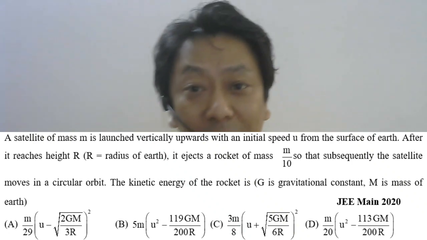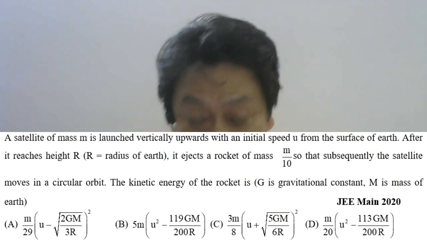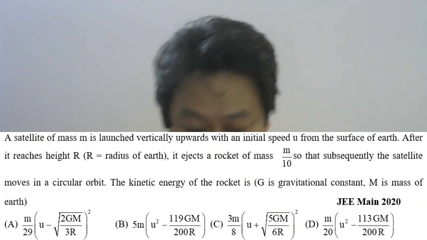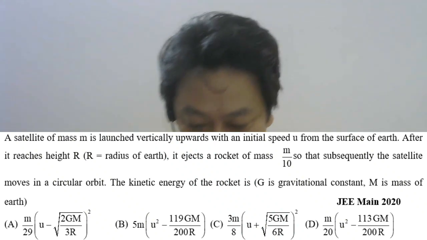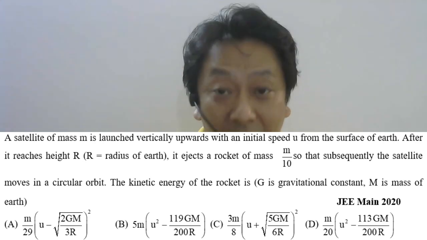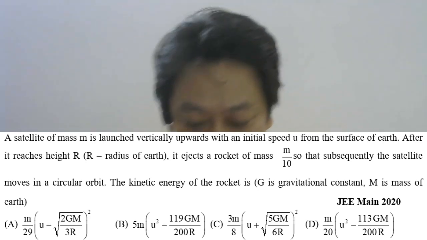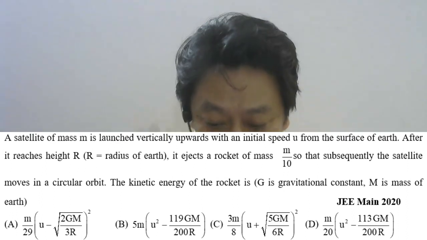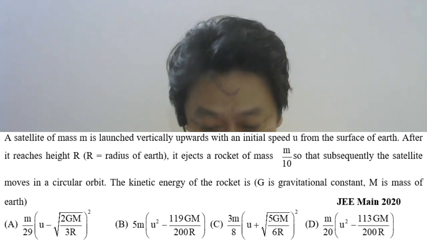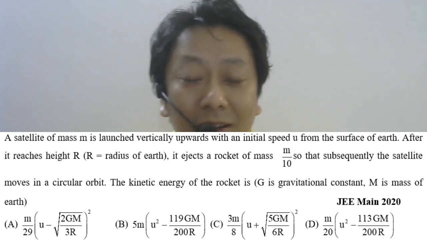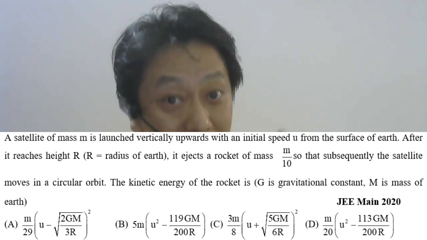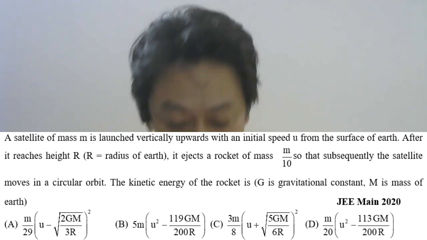A satellite of mass small m is launched vertically upward with initial speed u from the surface of Earth. After it reaches height capital R. Now what is capital R? They have mentioned it is the radius of Earth. It ejects a rocket of mass small m divided by 10. So the mass of the rocket is 1/10 of the mass of the satellite, right?